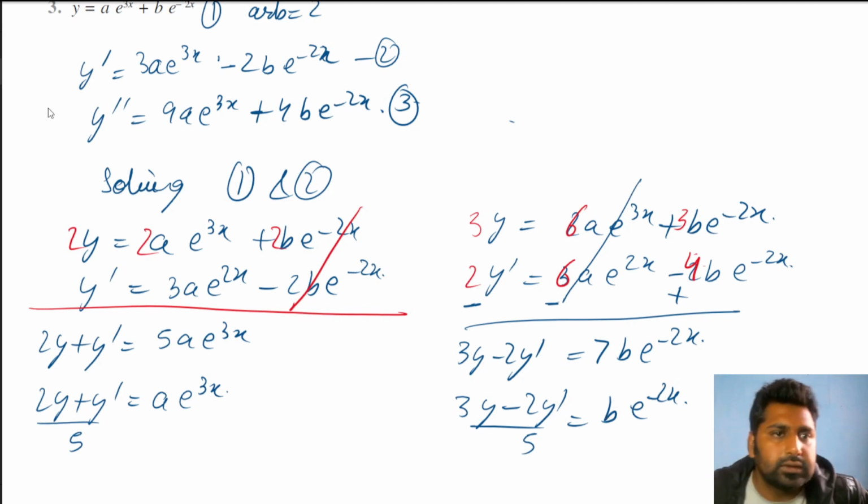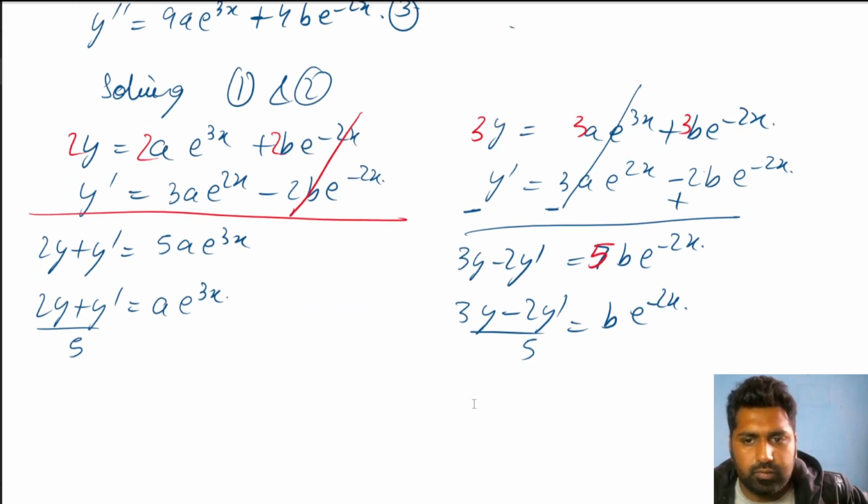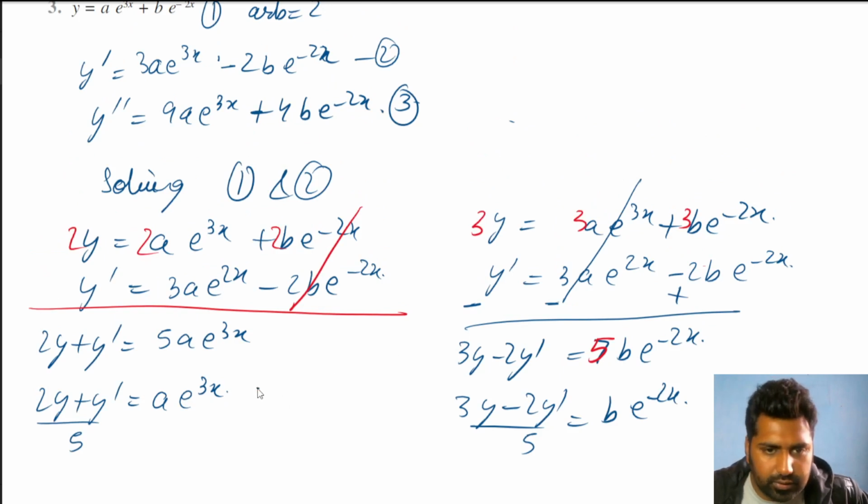Oh my god, I copied the equation wrong. This was a and b, na? This was the original equation. So all I needed was multiply this by 3 and that's it. So this would have been 5. So this is 5. This is 5. Now I got the value of a e raised to power 3x and b e raised to power minus 2x. Let's call these 4 and 5.